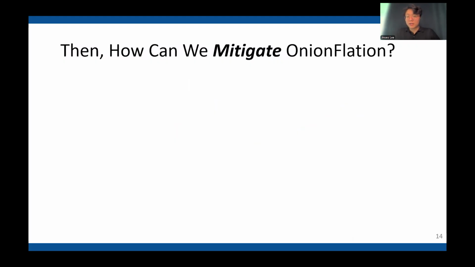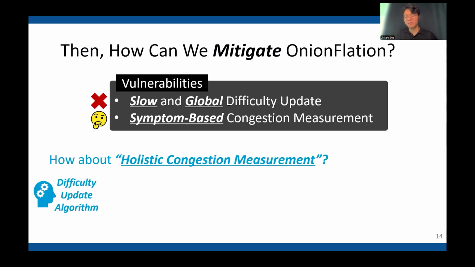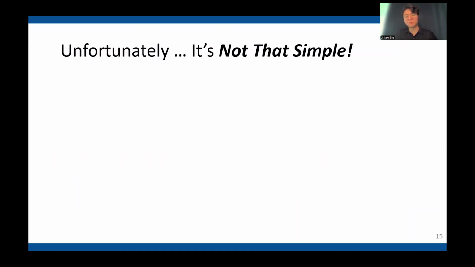Then how can we mitigate the OnionFlation attack? We've just seen the problem of slow and global difficulty update, and it's hard to solve because it's a structural problem. So, we decided to tackle the symptom-based congestion measurement. In particular, instead of monitoring the queue only at the end of each period, we take a more holistic approach and measure the overall status of the queue throughout the whole period. So we try to design a holistic queue measurement and detect the congestion better.